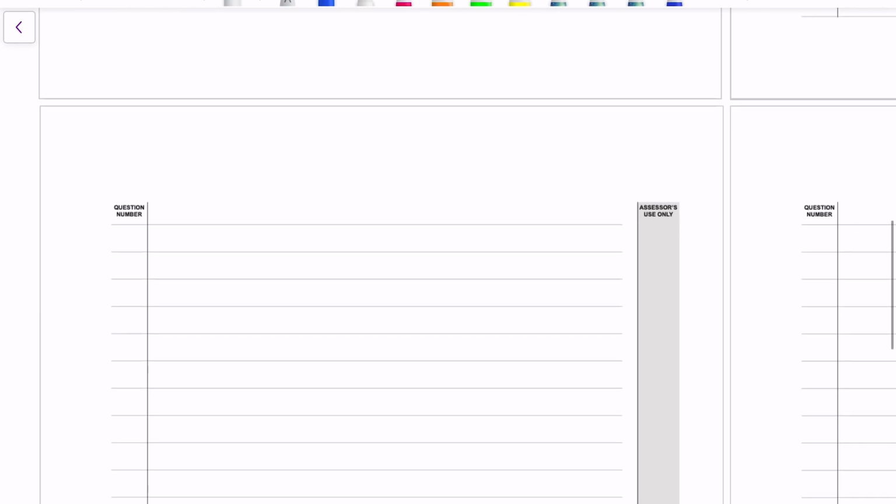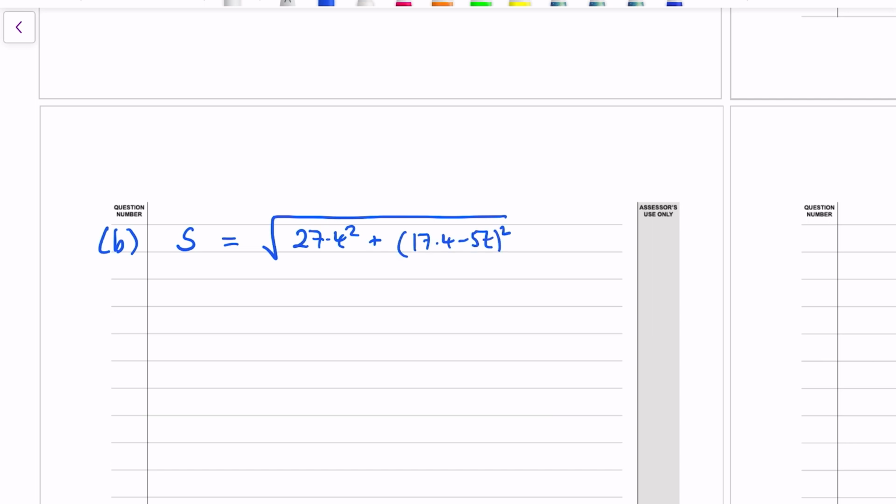So we go distance. Actually, rather than use d for distance, I'll use s, just to not confuse with the differential notation. It's the square root of 27.4 squared plus 17.4 minus 5t all squared. Now, your expression in here could have been different depending on when you set t to be 0. That's not a big deal. You just need to know what to sub in at the end. And I'm going to sub in t is equal to 0 to answer the problem.